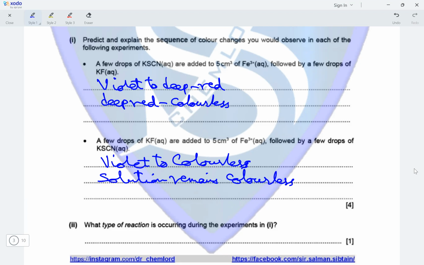What type of reaction is occurring during experiments in one? So since ligands are being replaced, the type of reaction is known as ligand substitution reaction.